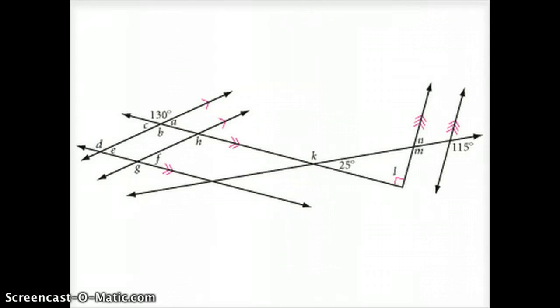Hello class, I'm going to work out this problem for you. So let's first examine the problem. What we have is a set of parallel lines here. Here we have a triangle, and this symbol tells us it's a 90-degree angle, so it's a right triangle. We also have these two lines that are parallel, and also this line and this line are parallel. So basically in this problem we have three sets of parallel lines.